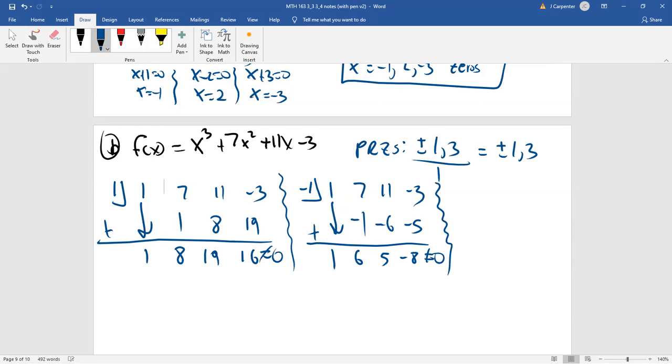Let me see if I can squish a third one over here. So let's try the 3. We're already halfway done with our options. It's not looking so good, is it?